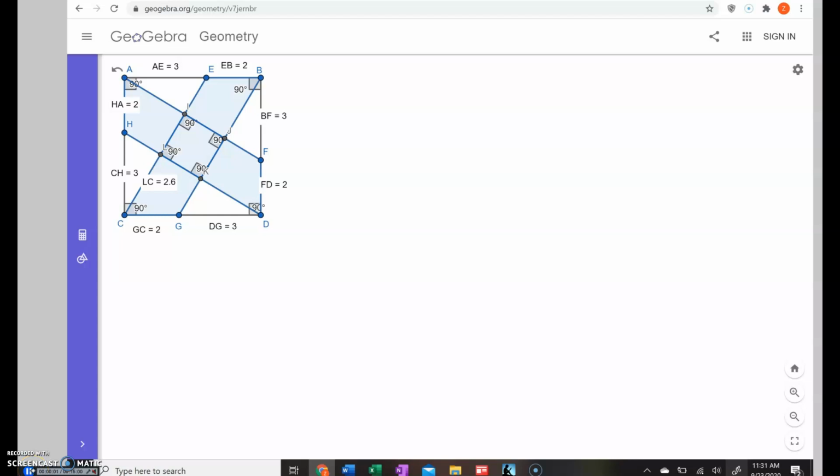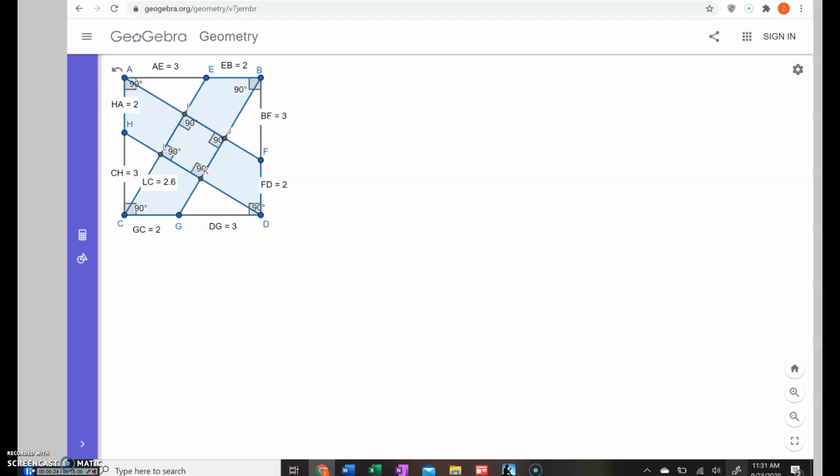Hey guys, so this is item number one. I decided to use GeoGebra, the geometry app, to recreate that square that we were given for item number one to find the shaded region of. I know this is right because it's got that square in the middle. They all got 90 degrees. Both these sets of lines are parallel.